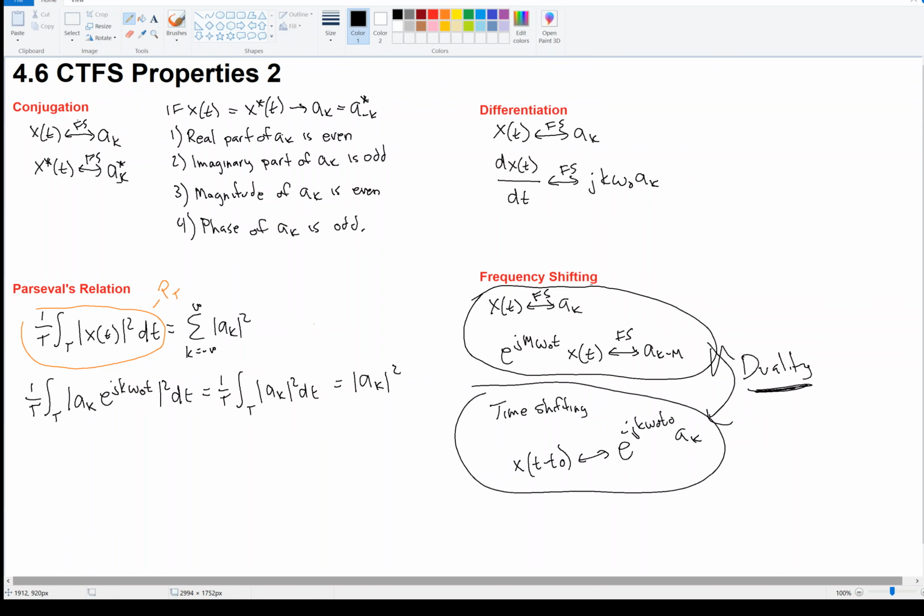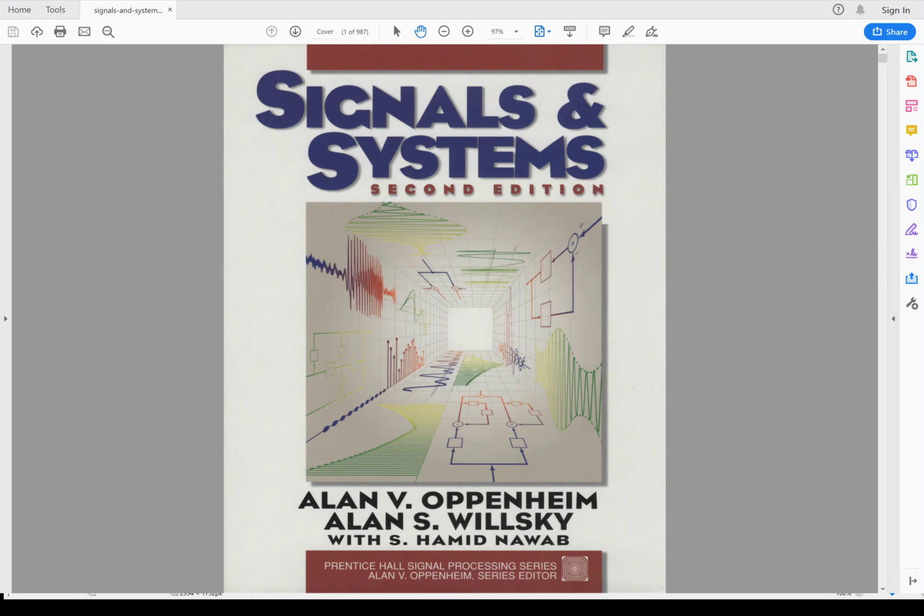Now, those are all the properties that we're going to cover, but there are more. And what I want to do is bring your attention to some reference material. You might find on the internet, or you might find in textbooks. This is the Signals and Systems 2nd edition textbook by Oppenheim. And I want to bring up the table of contents.